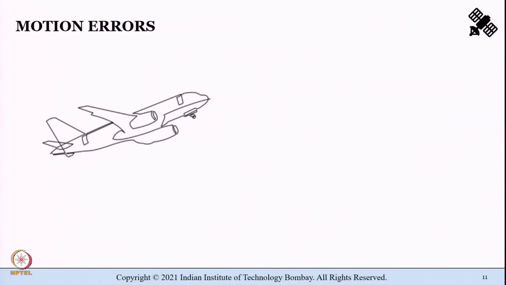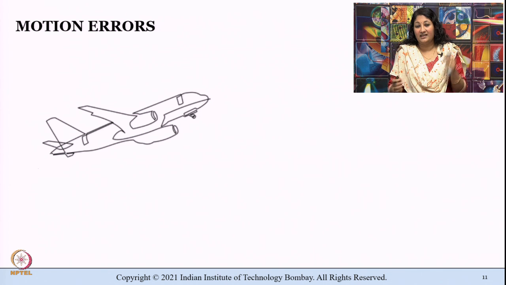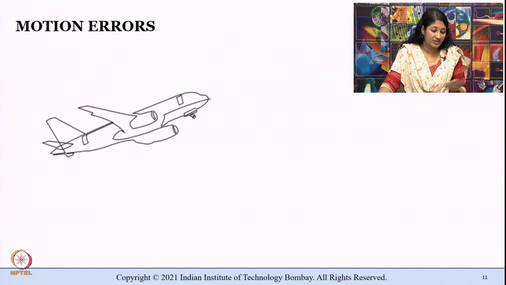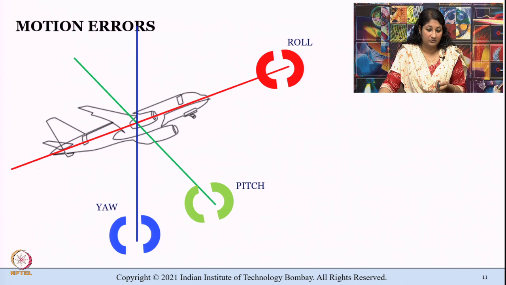Now, imagine that the platform which is carrying the sensor is an aircraft, as shown here. What happens? An aircraft will most certainly be influenced by the wind speed and direction, and it shall be subjected to turbulence. When you travel in a flight, you may have experienced turbulence, isn't it? So, what I mean here is that the aircraft will be subjected to change in roll, pitch and yaw. Now, what is roll, pitch and yaw? It is shown in the schematic here.